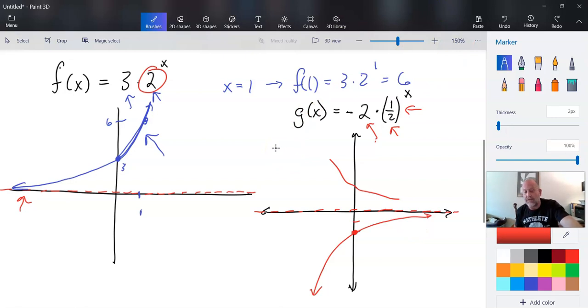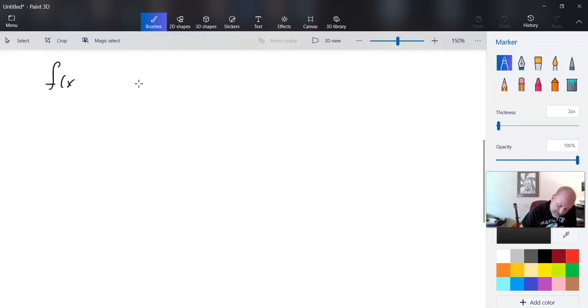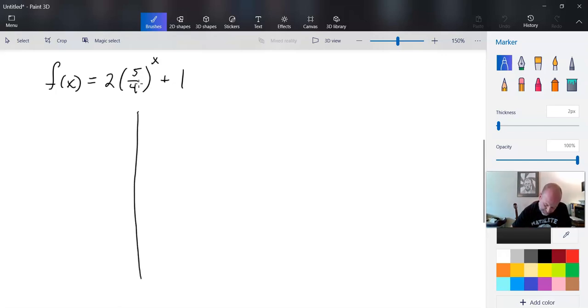Okay, so let's take a look at another one. This time let's add a little shift in there. All right, so let's say I have f of x is equal to 2 times 5/4 to the x, plus 1. Okay, so now we have a shift involved here.